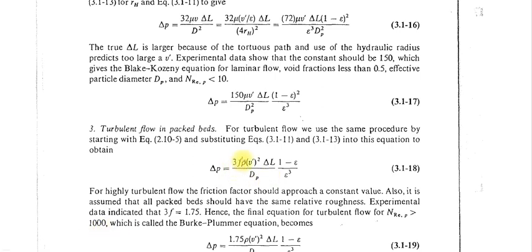Okay, here f is the friction factor, 3f rho v dash square delta L by dp 1 minus xi by xi cube, where f is the friction factor, other parameters are same as written here.